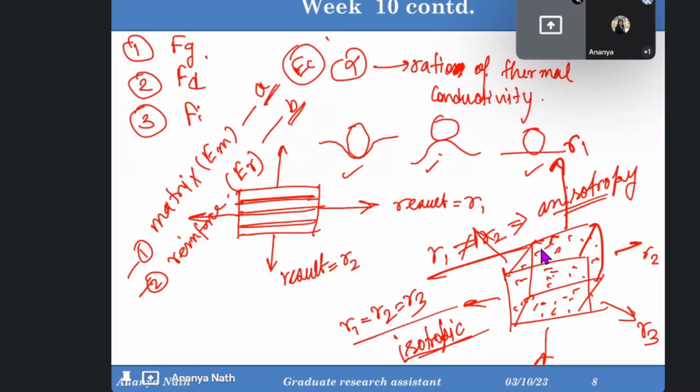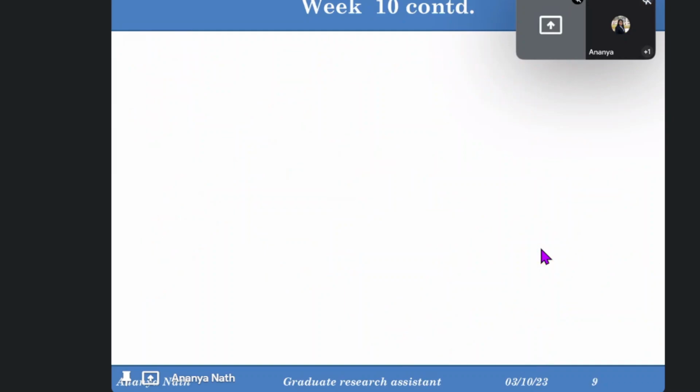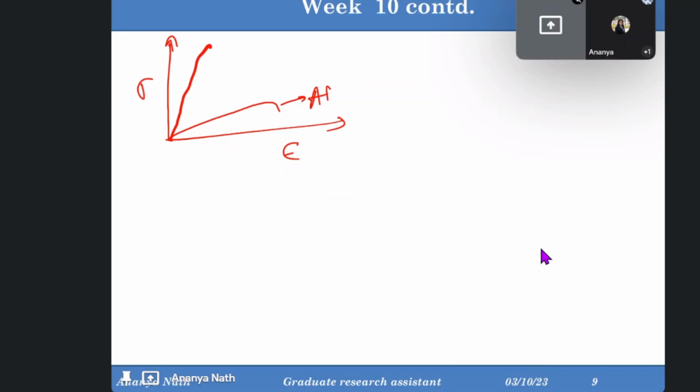The next topic was interesting because, sorry, my health is not good today. If this is strain and this is stress, and this is the curve for aluminium, because we know it's a ductile material, and this is the curve for the reinforcement material or particle, suppose it's ceramic, then obviously it's brittle in nature.